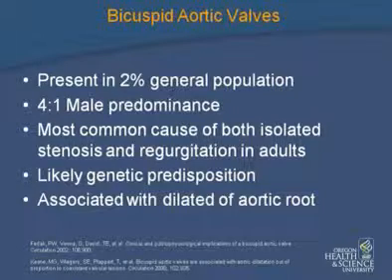Bicuspid aortic valve is one of the most common congenital heart lesions and is present in up to 2% of the general population. There is a strong male predominance. It is the most common cause of both isolated aortic stenosis and regurgitation in adults. There is increasing evidence that it is a genetically transmitted disorder. It is commonly found in association with aneurysms of the aortic root and ascending aorta.